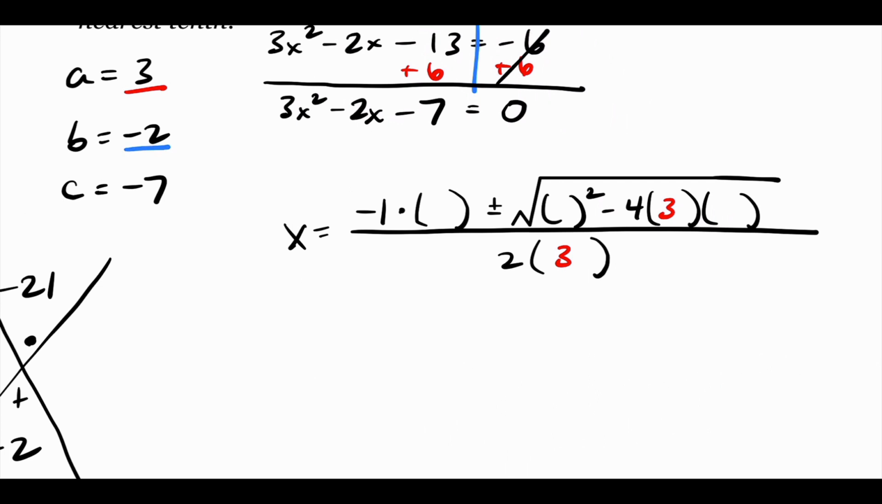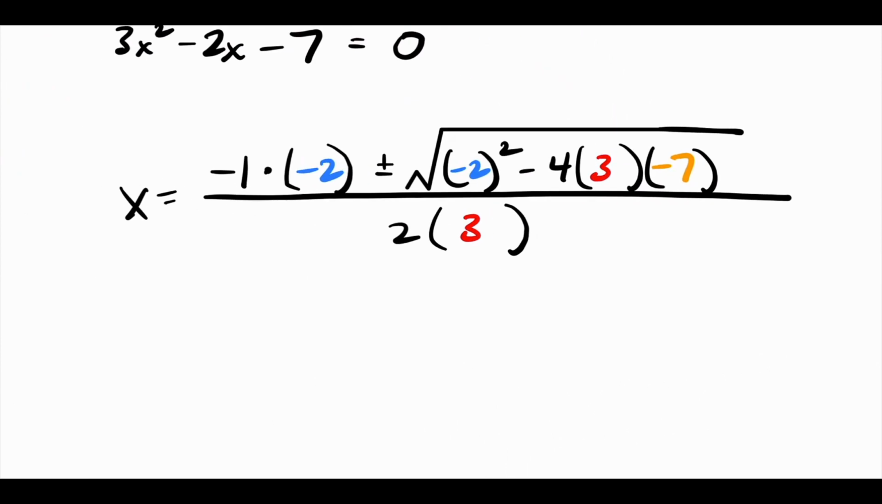Next one is B. B goes here and goes here. And then the last one is C. C only goes right there. Okay? Now I have to use math. I have to use my math skills.